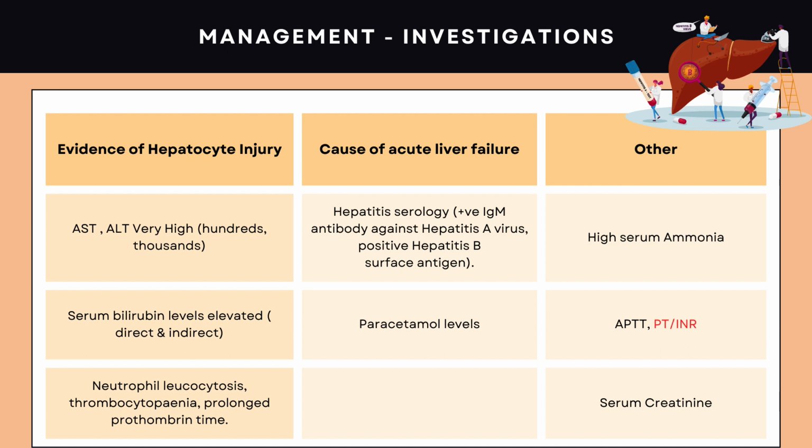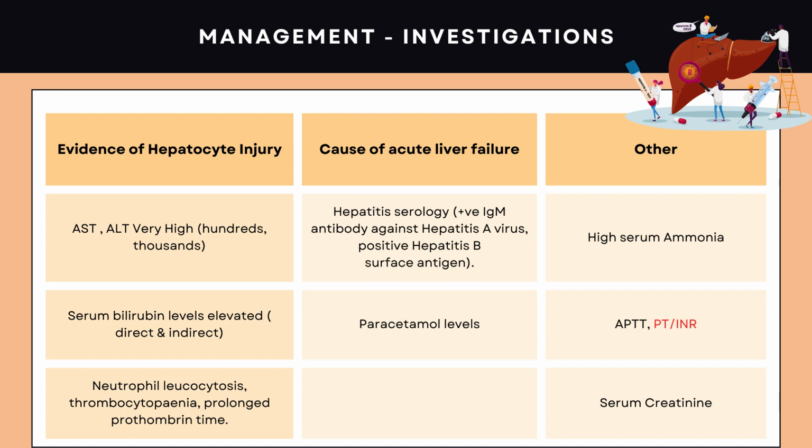Both direct and indirect serum bilirubins will be high. Neutrophil leukocytosis can be observed in the full blood count and thrombocytopenia also. And we can see prolonged prothrombin time.